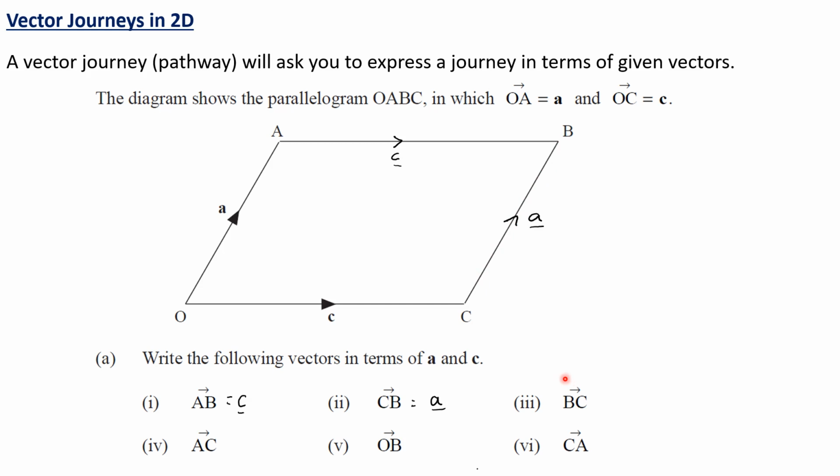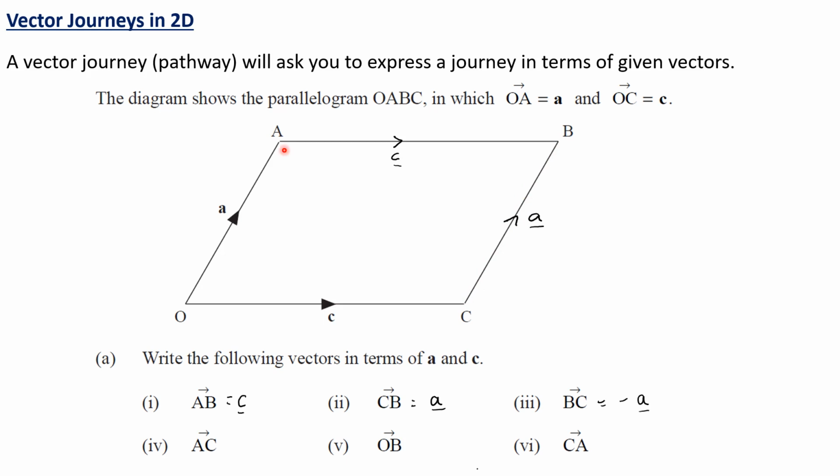For part 3, I want to go from B to C. So I'm going from here to here. I'm going in the wrong direction. I'm going backwards along this vector. Okay, I'm essentially reversing down this road. So although this road is called A, because we're going in the other direction, the vector will be minus A.